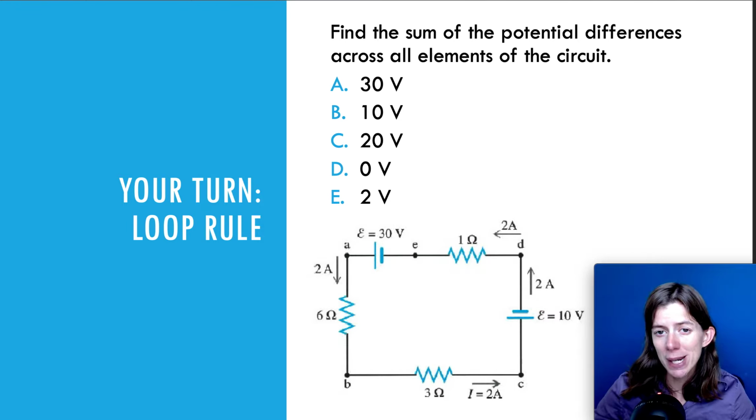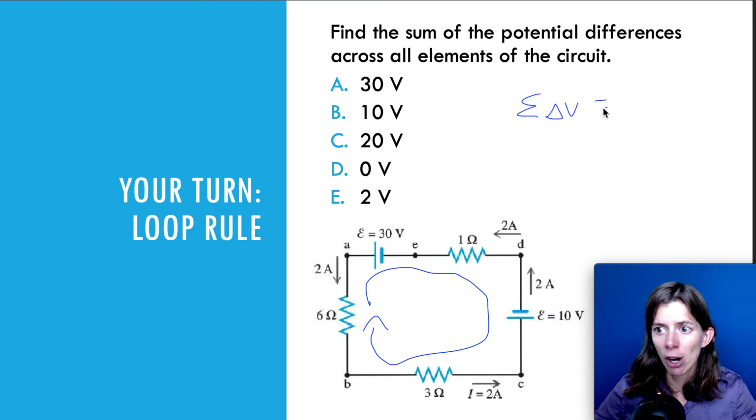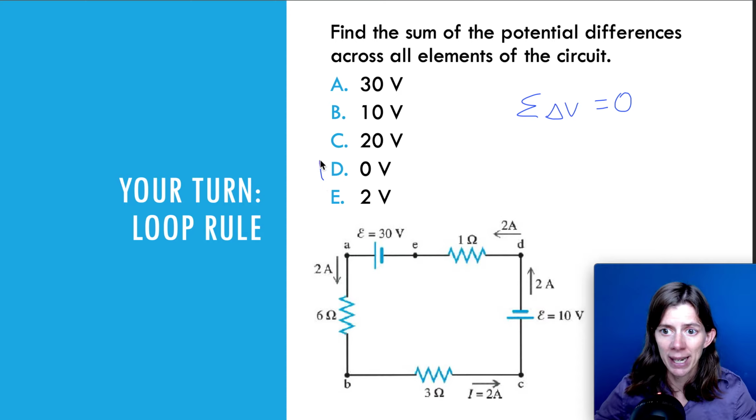So there's two ways to go about this problem. One way is to do some math and figure it out, which is totally fine. The other way is to not do any math and just think about what the loop rule just said. It said the sum of all potential differences across our closed loop, as we go around it, some are positive, some are negative. When you add them all up, you get 0. That's what the loop rule says. So without doing any math, we already know that the answer is 0.